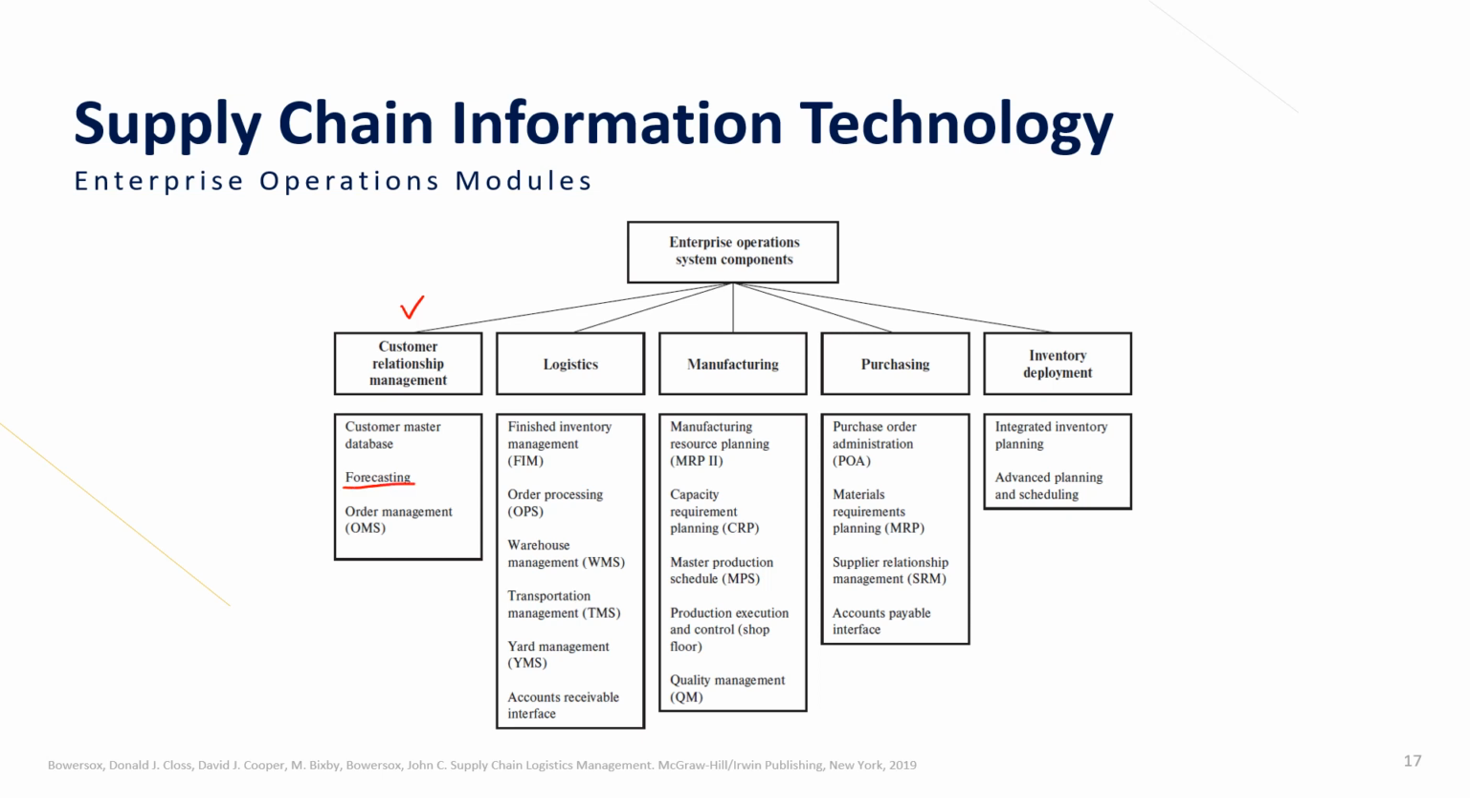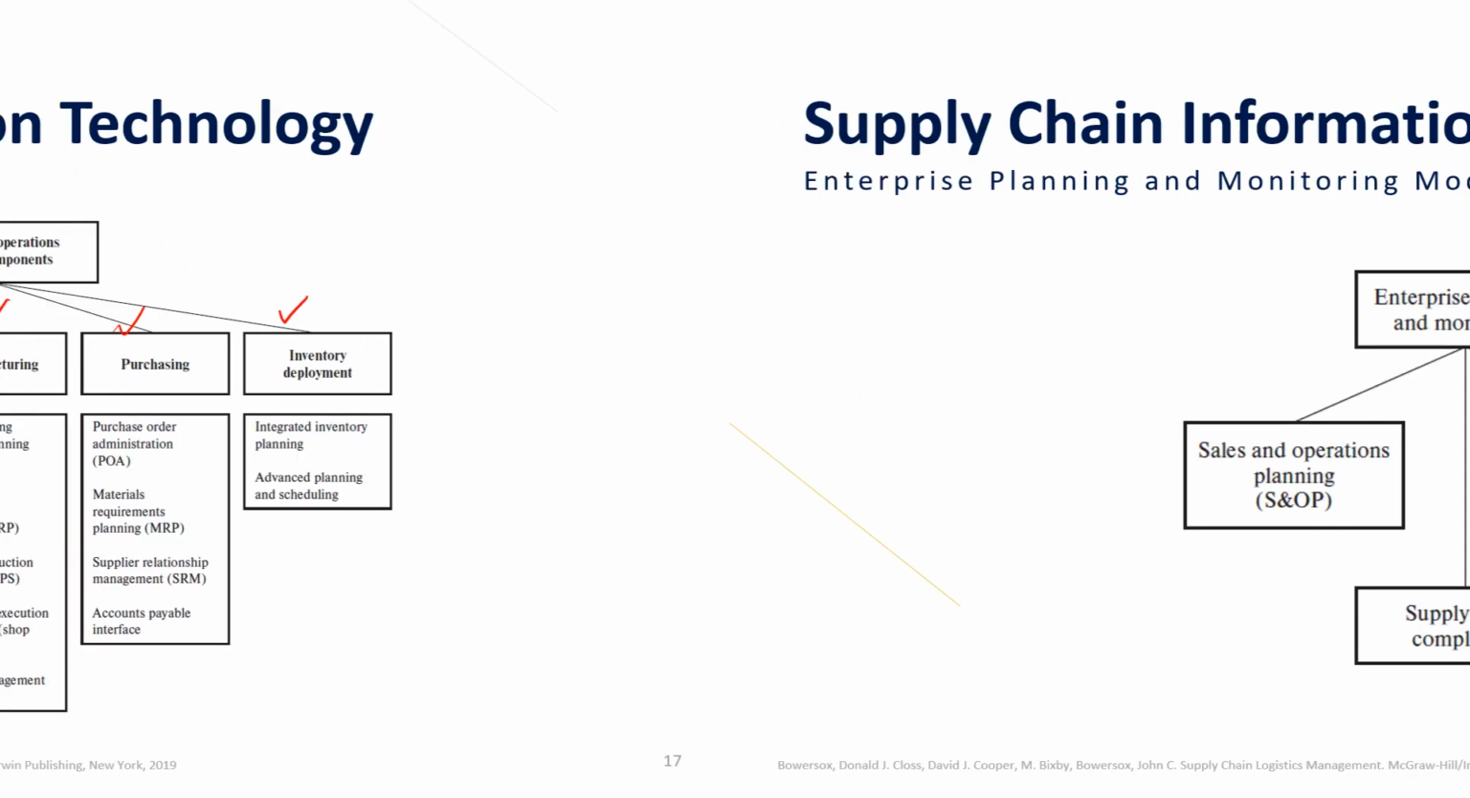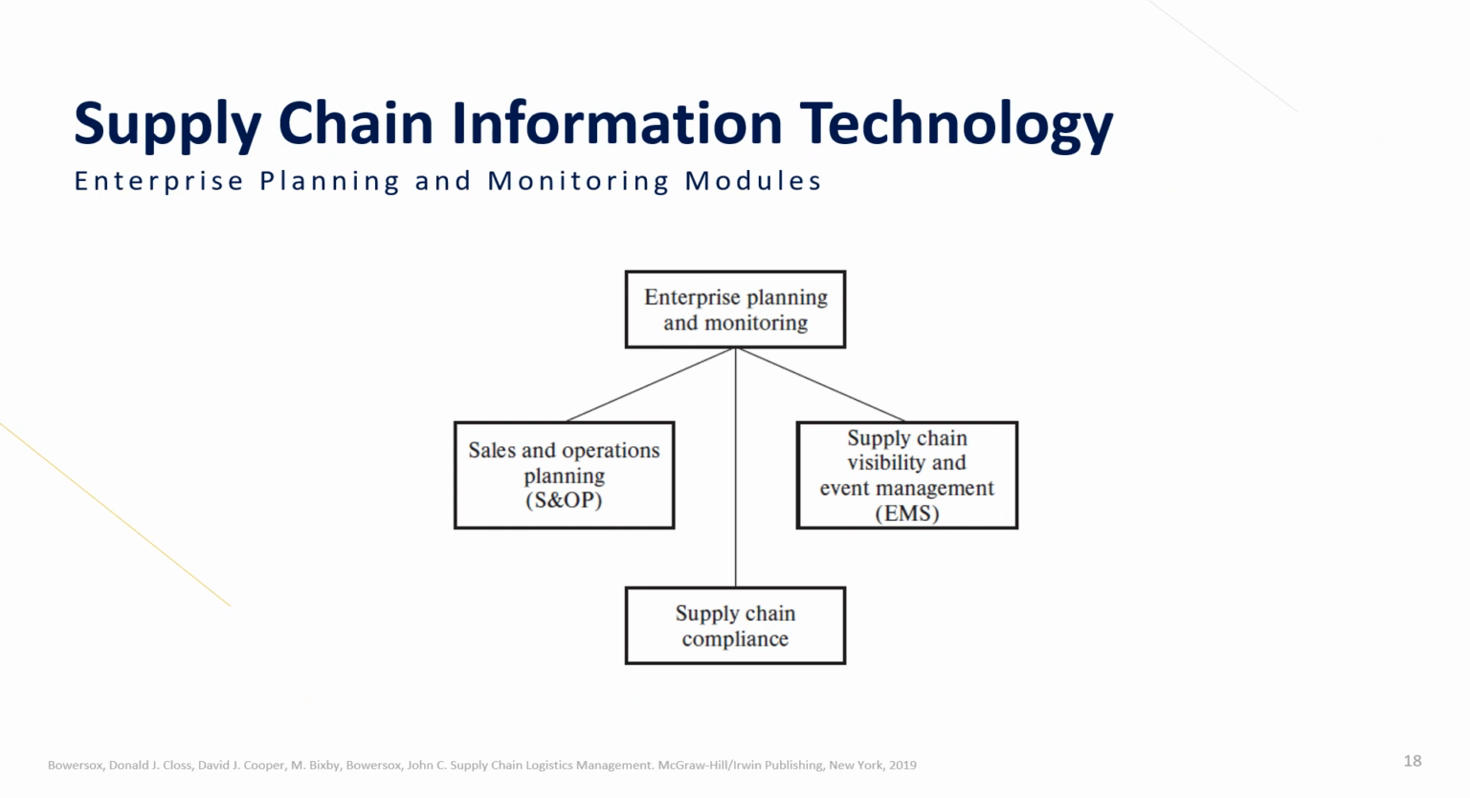As you can see, this here is really important, and we will discuss it again later. And then we also have the modules of logistics, manufacturing, purchasing, and inventory deployment. Then the enterprise planning and monitoring are the processes and technology that facilitate exchange of planning and coordinating information, both within the firm and between the supply chain partners. Here we illustrate the major enterprise planning and monitoring modules. The modules consist of sales and operation planning, and supply chain visibility and event management. Later, we will also talk more about sales and operation planning.